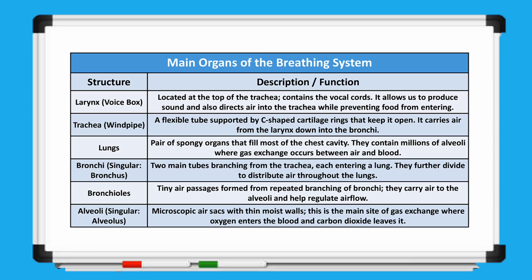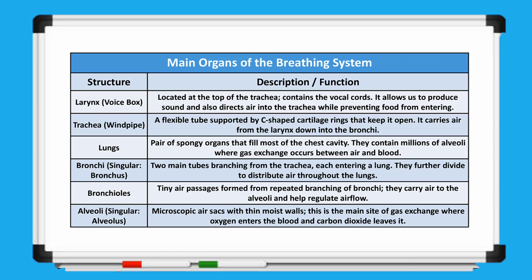Finally, at the end of the bronchioles, we have the alveoli, the tiny, bubble-like air sacs. They have very thin and moist walls and are surrounded by a network of tiny blood vessels called capillaries. This is the site where the actual gas exchange takes place. Oxygen from the air passes through the alveolar walls into the bloodstream, while carbon dioxide from the blood moves into the alveoli to be exhaled.